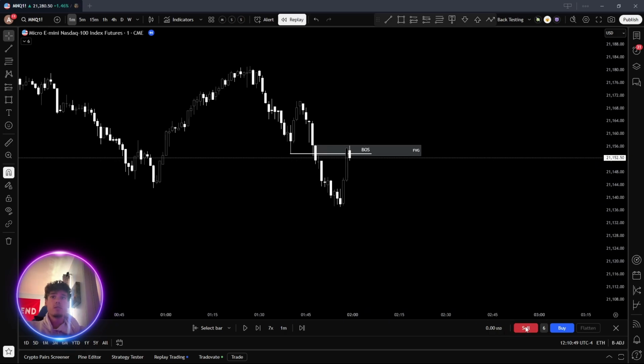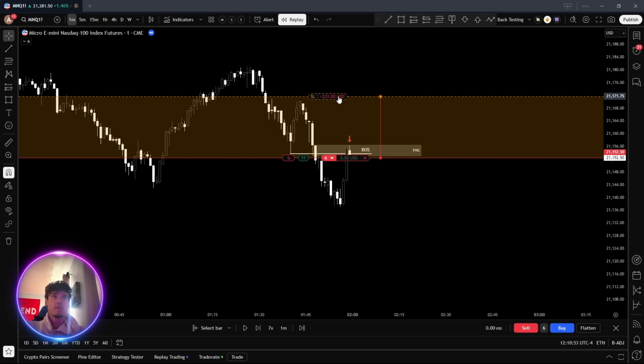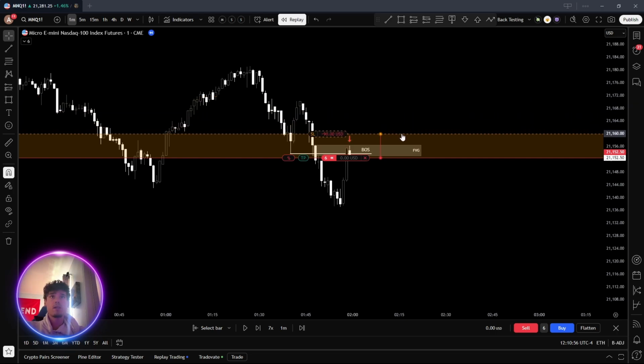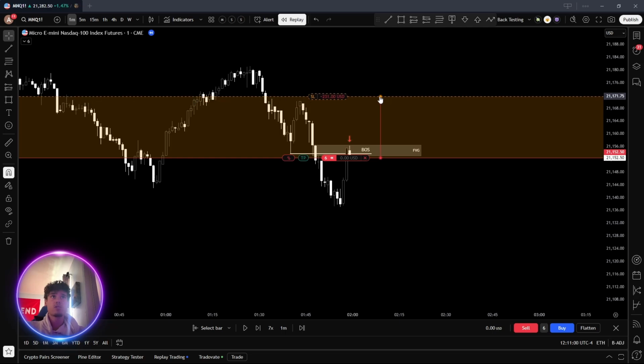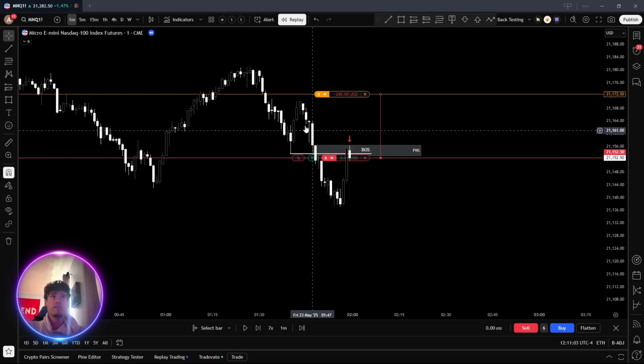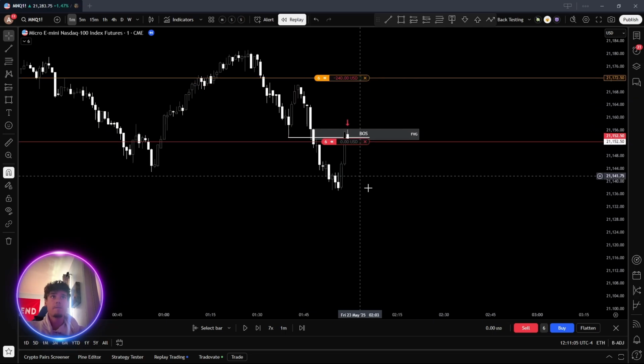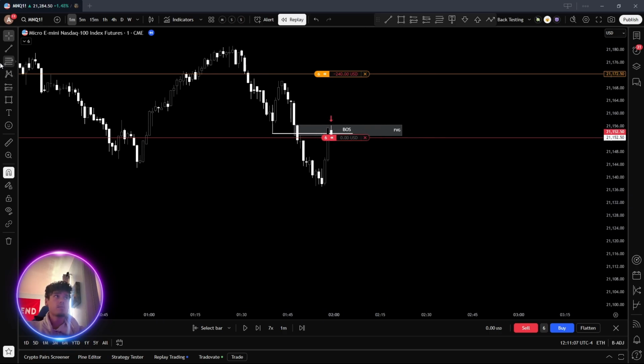Now what we would do is we take a sell position, we put our stop loss. You could either put your stop loss right above the fair value gap, but that's a little risky. It's a very tight stop loss. Usually I try to aim right above the last high, and this would be a bearish example.